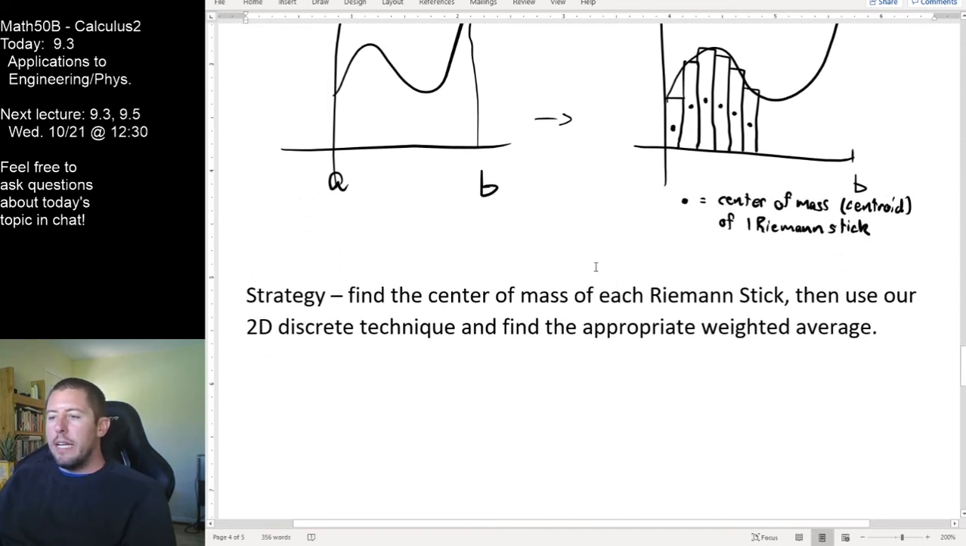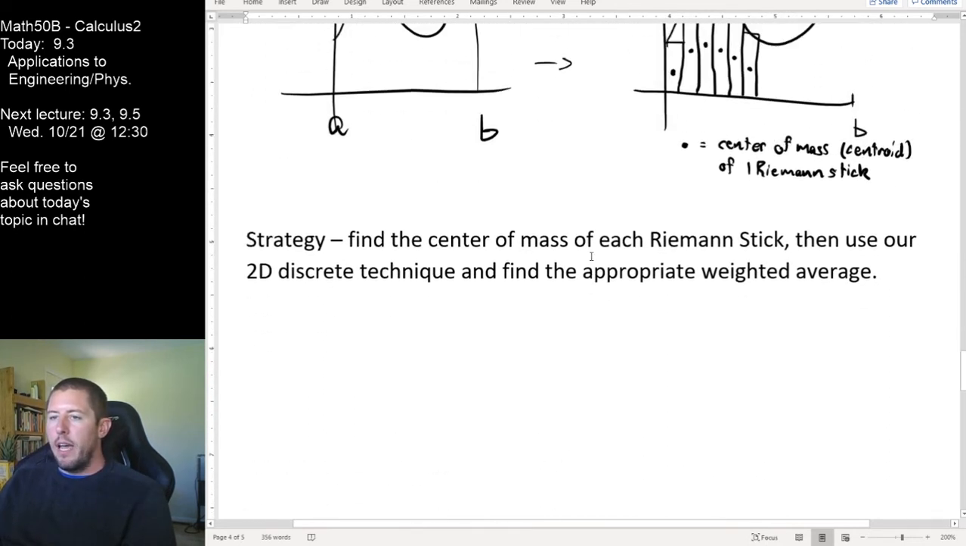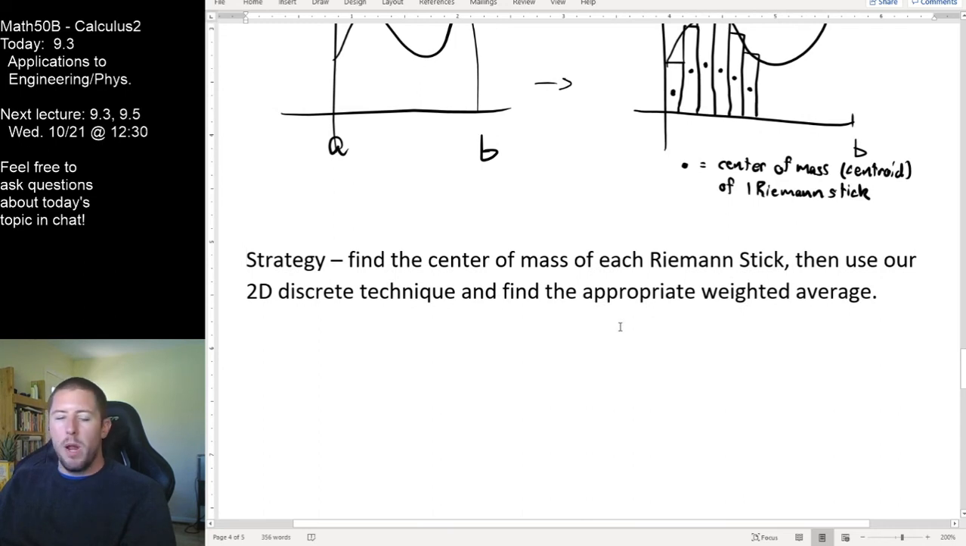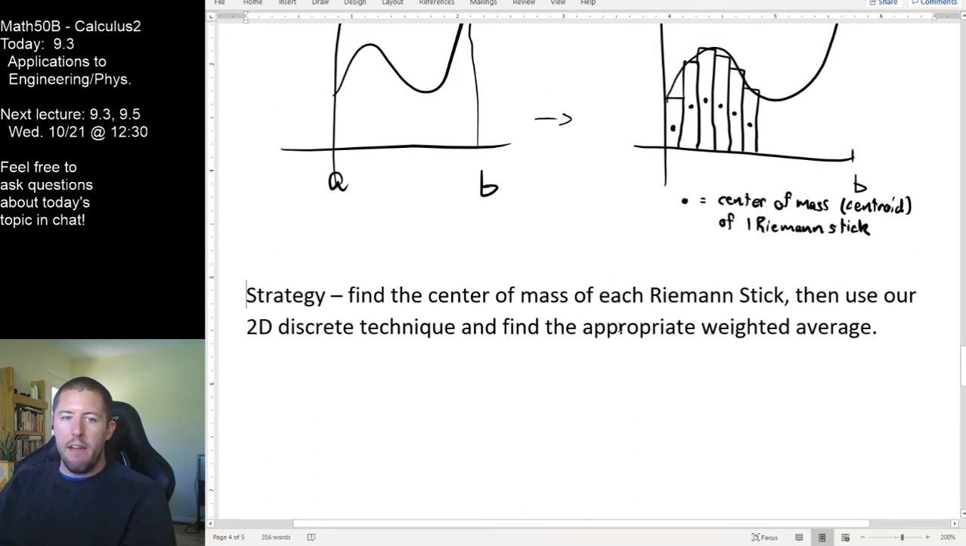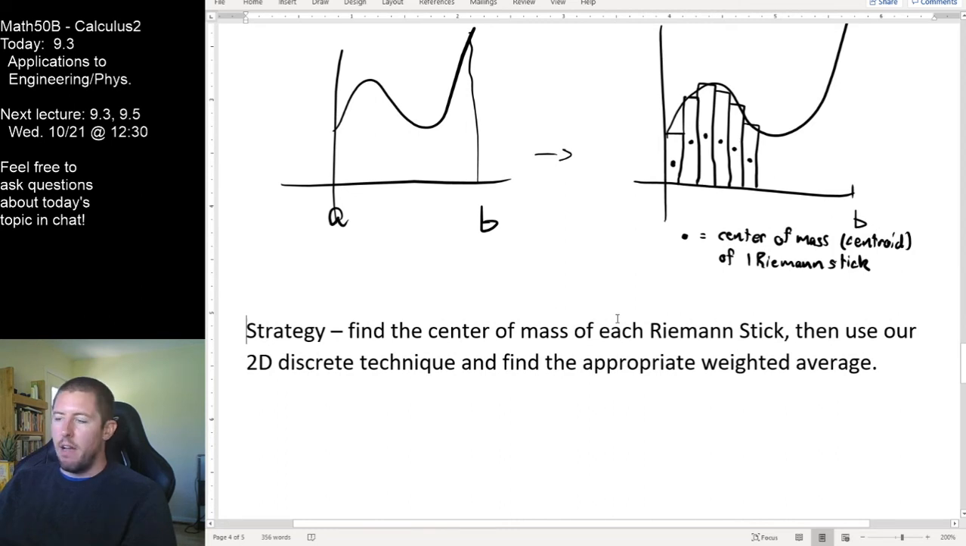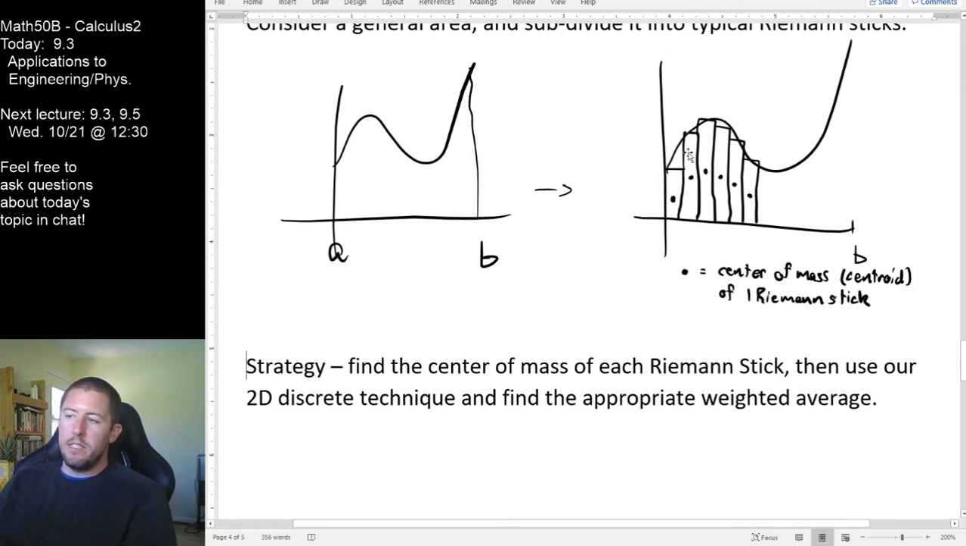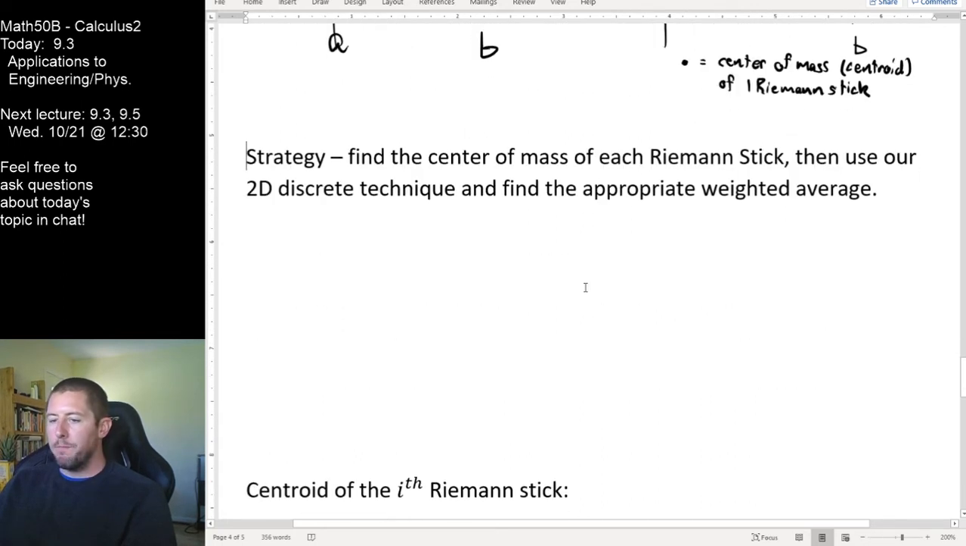We want to talk about the center of mass of each Riemann stick, and then use our 2D discrete technique to find the appropriate weighted average. And I literally mean weighted average in this case because they're weighted by the masses of each object. You should notice that each of these sticks probably has a slightly different mass than one another. This is a smaller stick, smaller mass. Taller stick, taller mass, more mass. The tallest stick out of the ones that I drew should have more mass than all the rest, and therefore a little bit more pull associated with its center of mass here. That weighted average is going to be weighted a little bit more towards the ones that have more mass.